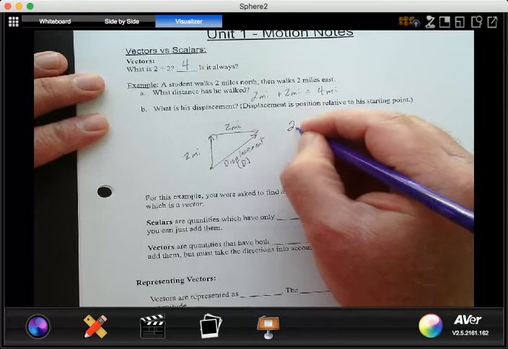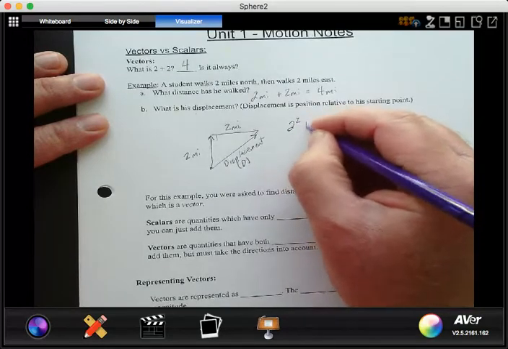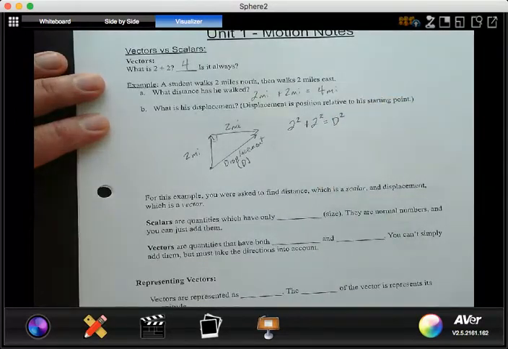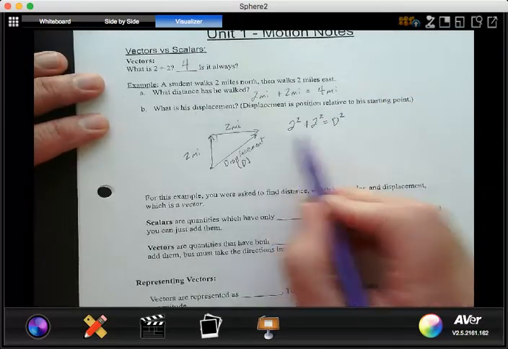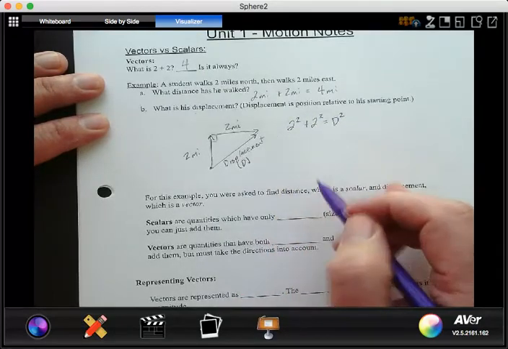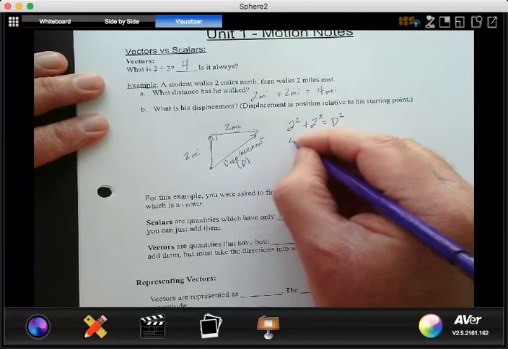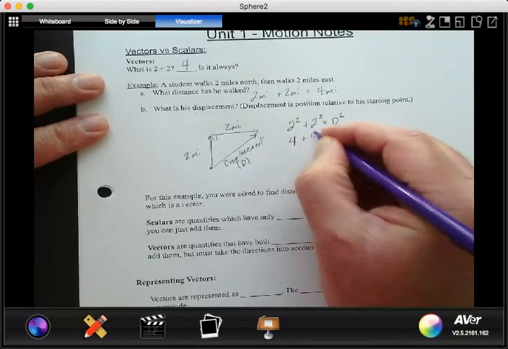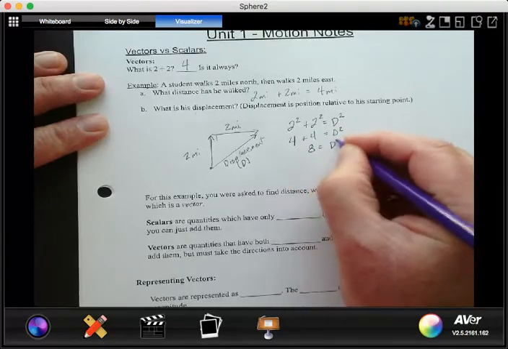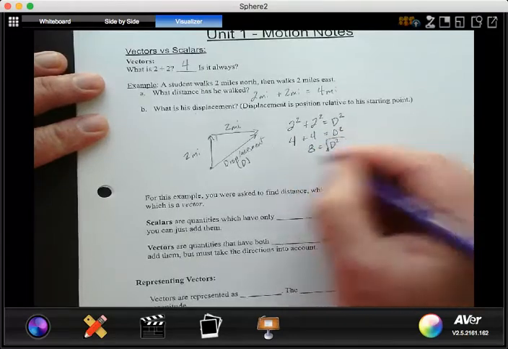So I'm going to do it in some detail here. I wouldn't necessarily show all this detail from now on when I'm doing the problem. And you don't have to show all the detail either. You have to show like how you started the problem and just the answer. But I'm going to show all the detail. So 2 squared is 4. 4 plus 4 is d squared. 8 is d squared. Take the square root.